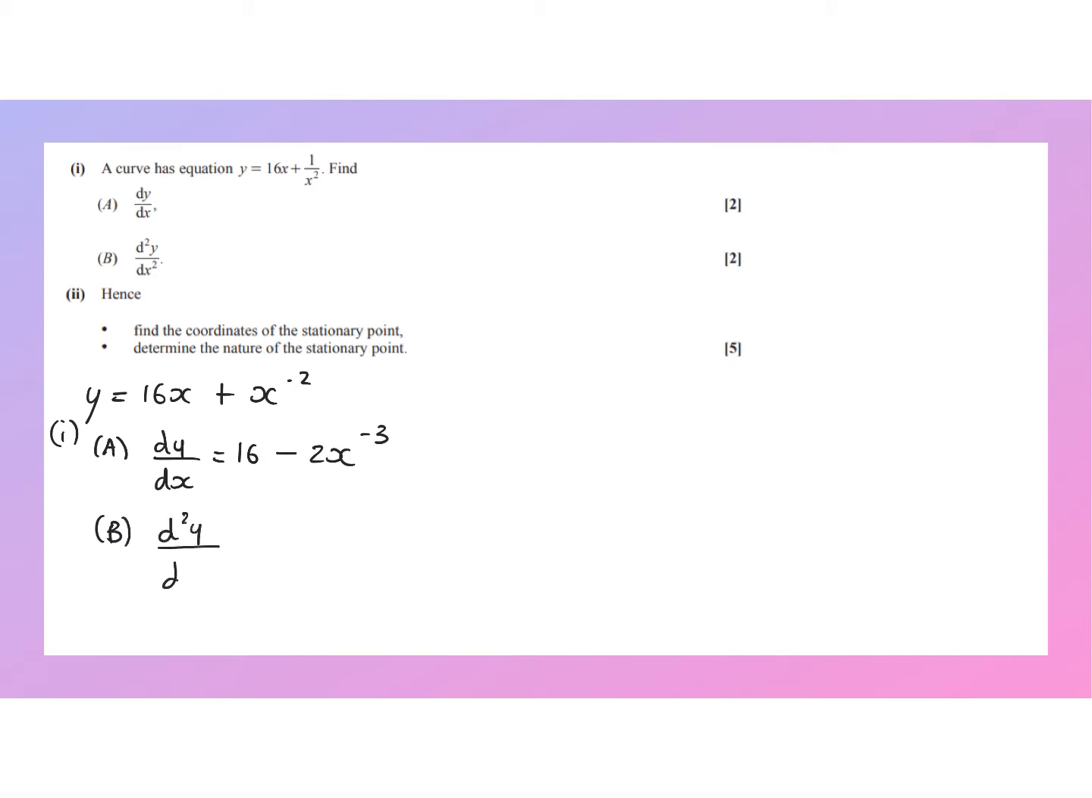Then for part B, finding the second derivative, 16 differentiates to 0, and then this part here is going to differentiate to 6x to the negative 4.